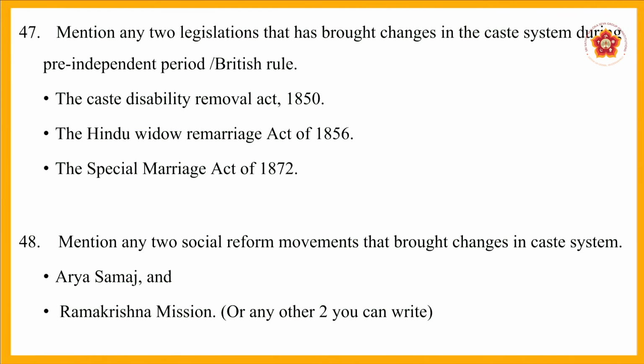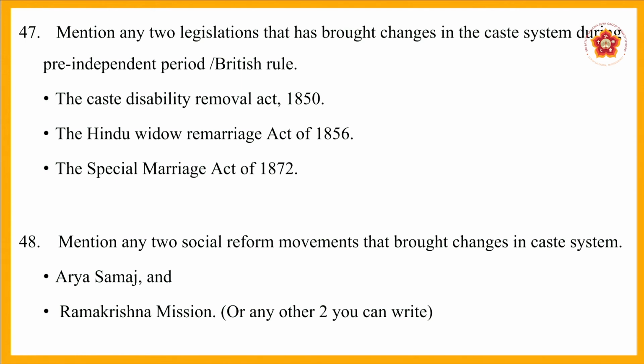Next question is, mention any 2 legislations that have brought changes in the caste system during pre-independent period or British rule. So, out of many you can mention 2. So, the Caste Disability Removal Act of 1850, the Hindu Widow Remarriage Act of 1856 and the Special Marriage Act of 1872. Now, let us move on to the next question.